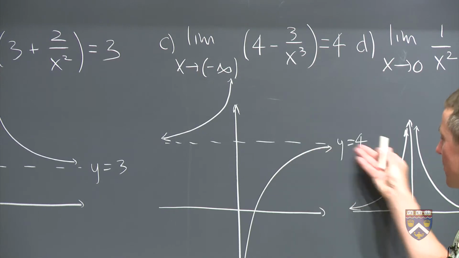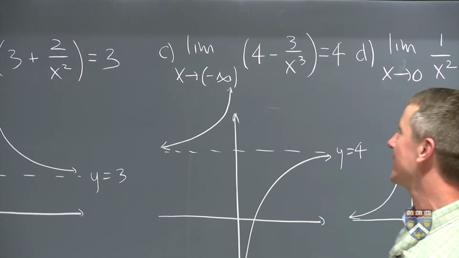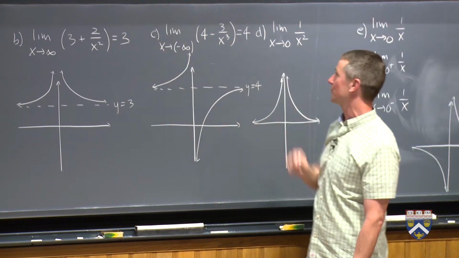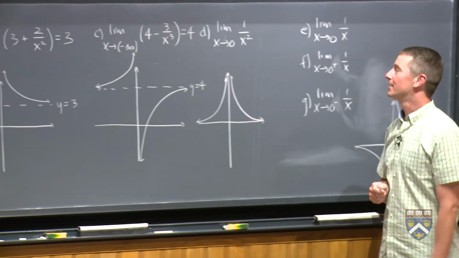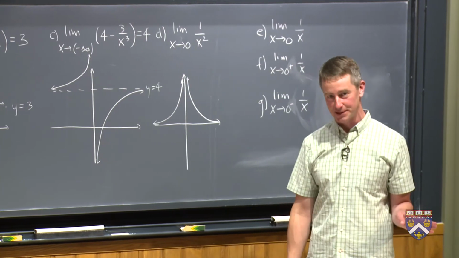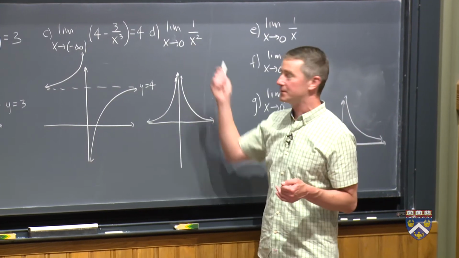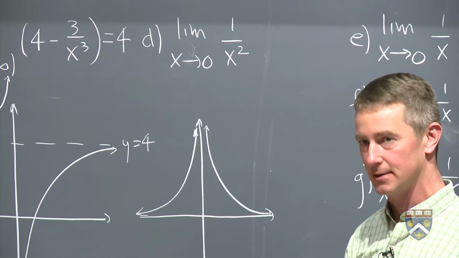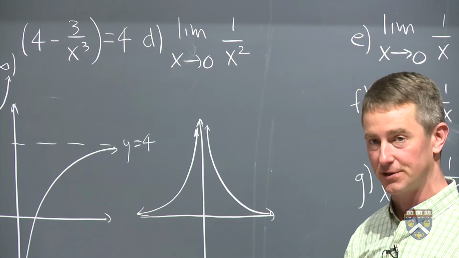In either case, we're getting closer to 4 from this side or from that side. So if this had said positive infinity, the answer still would have been 4. All right, how about this one? X is getting close to 0. Now, that doesn't mean x equals 0. If somebody asks you, what is the value of this function at 0? The answer is undefined. We're not allowed to divide by 0.